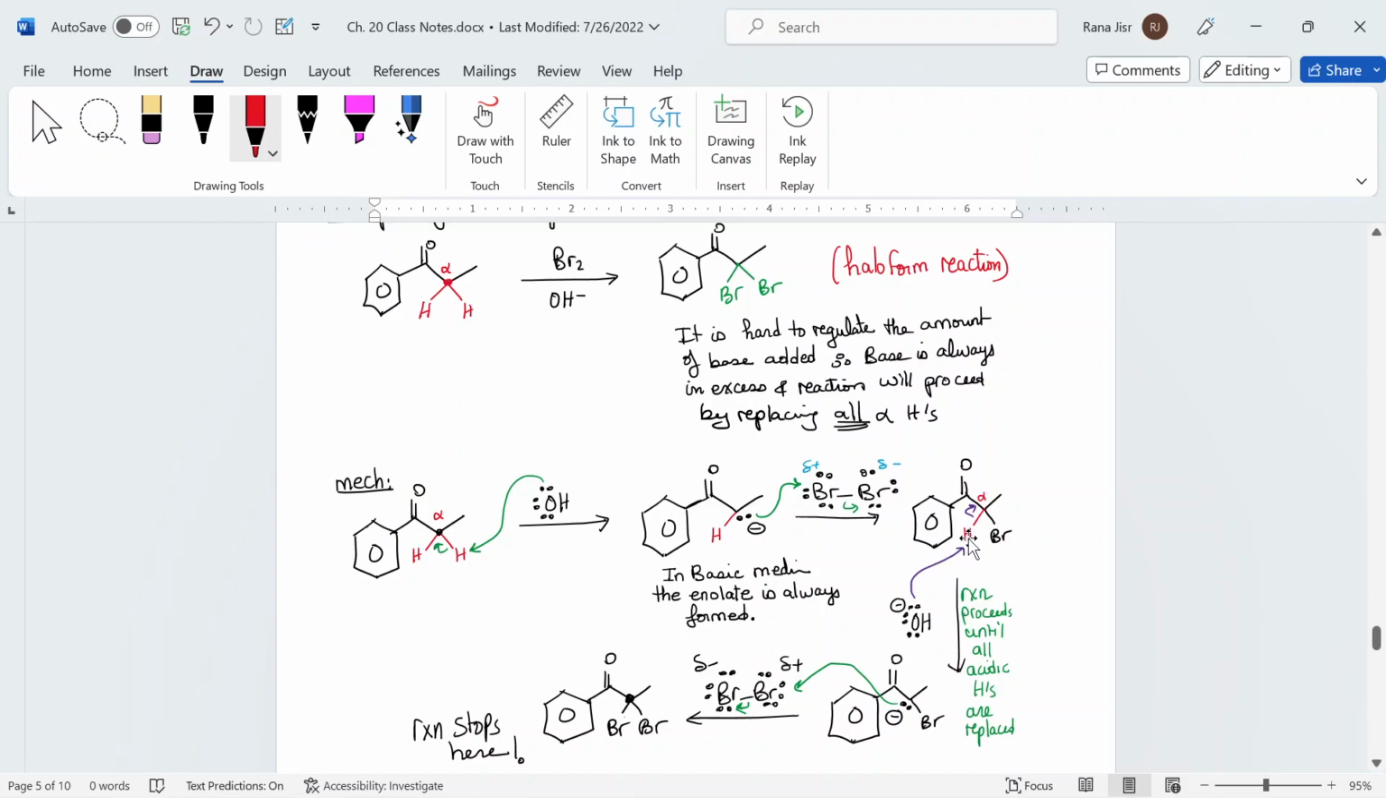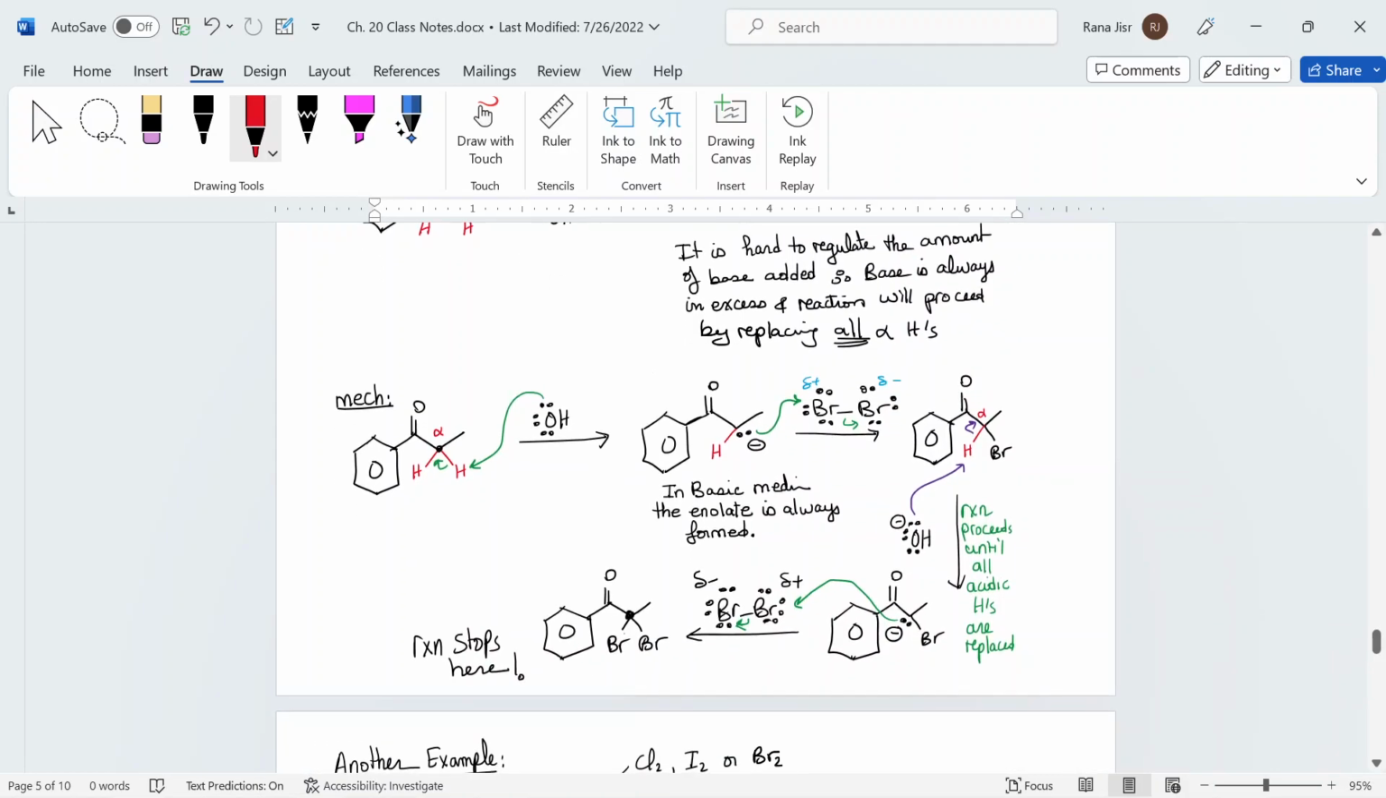So the base now is going to come again and take that acidic hydrogen, form the enolate again, and then the bromine is going to attack again. So you're going to end up getting a dibromo product at the alpha carbon. The reaction is going to stop here. Why? Because you replaced both alpha hydrogens, and you don't have any other alpha hydrogen to replace. So on this side over here, there is no alpha hydrogen.